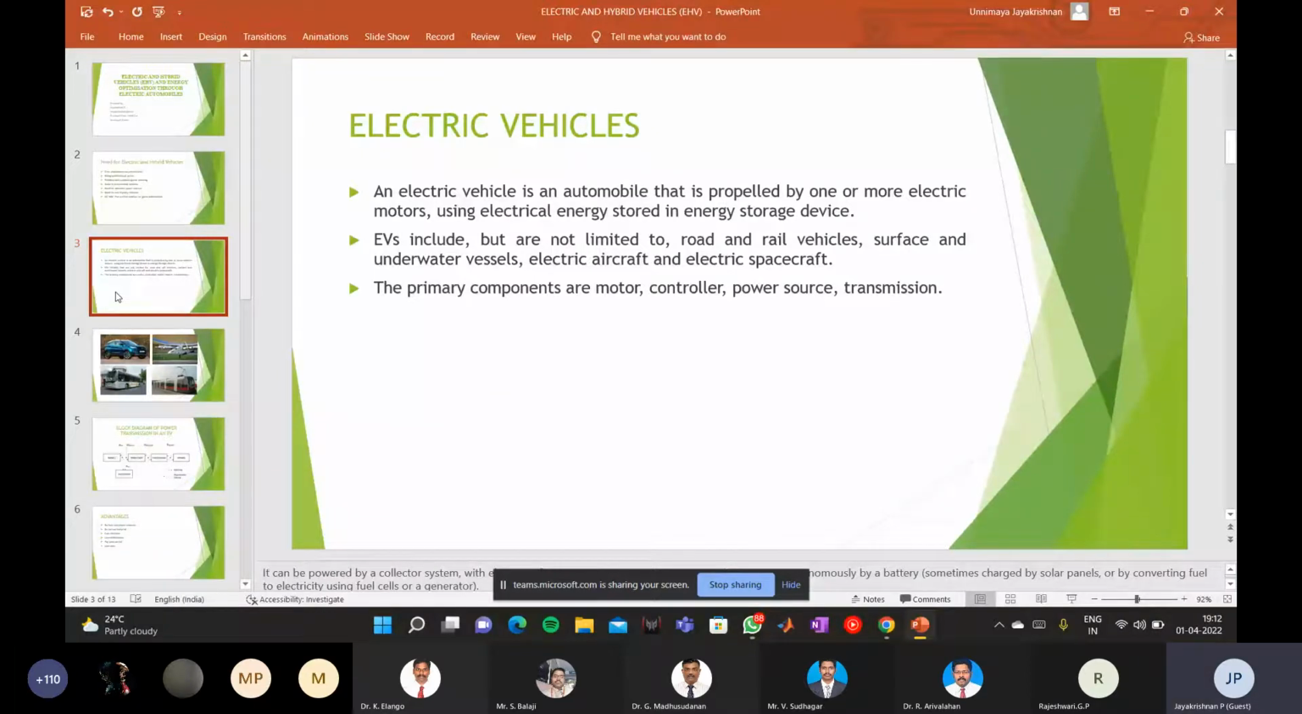The next is the primary components: the motor is there, the controller is there, the power source is there, and the transmission is also there.